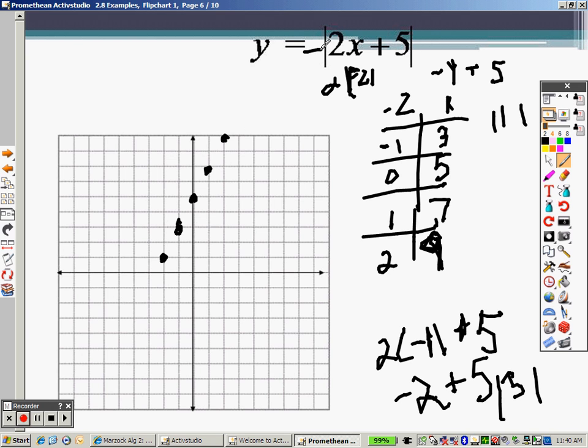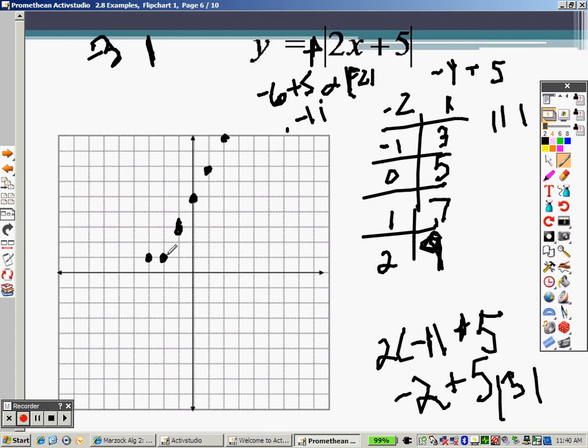Well, this is positive, which means I know eventually on the negative side it's going to have to go up, but where? So I'm going to try plugging in -3. 2 times -3 is -6. Plus 5 is -1, and the absolute value of -1 is 1. So that means I go over 1, 2, 3, and I go up 1.